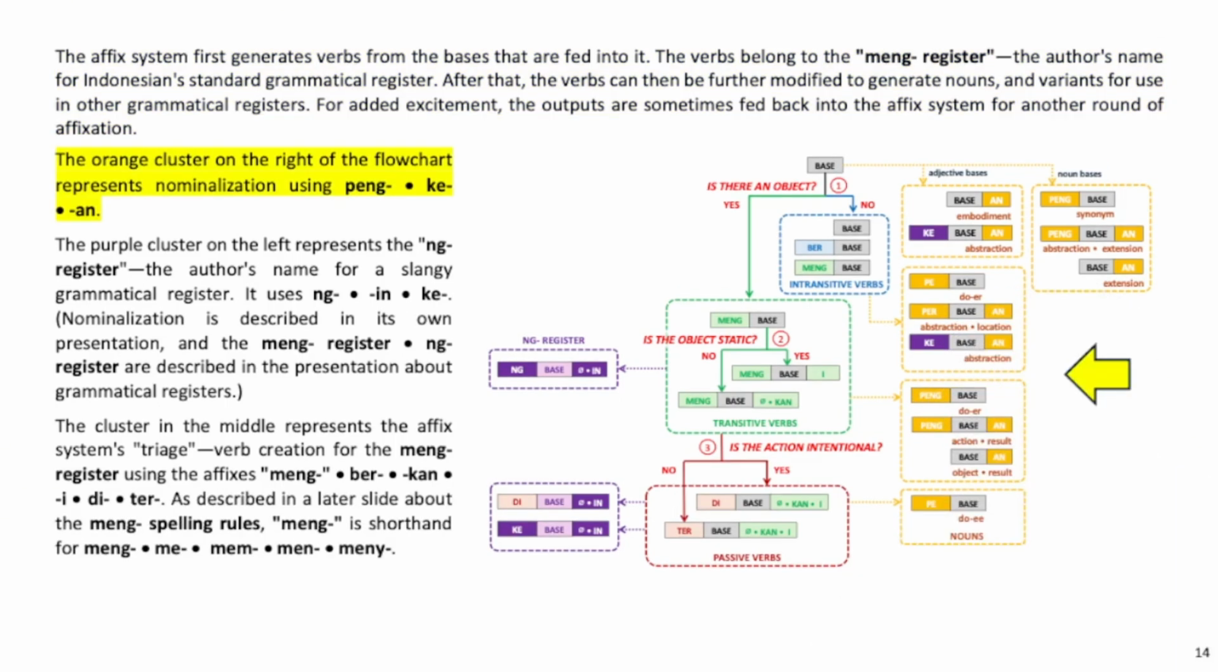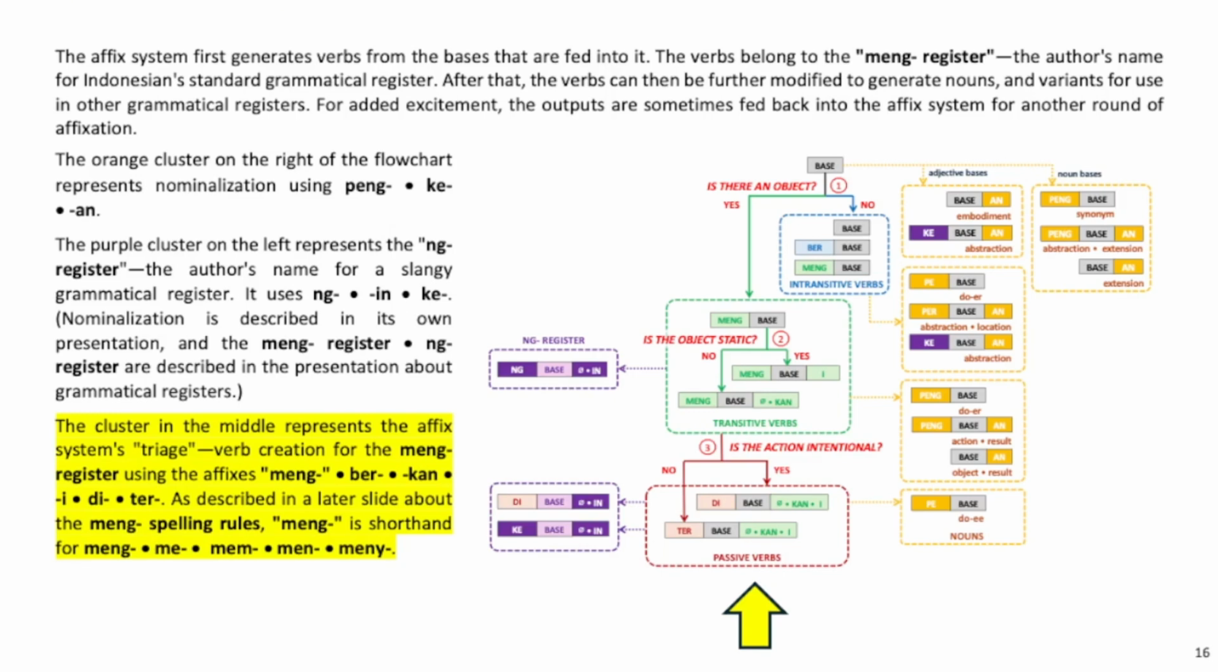The orange cluster on the right of the flowchart represents nominalization using peng, ke, an. The purple cluster on the left represents the ng register, my name for a slangy grammatical register. It uses ng, in, ke. The cluster in the middle represents the affix system's triage, the core verb creation for the meng register, using the affixes meng, ber, kan, i, di, ter.